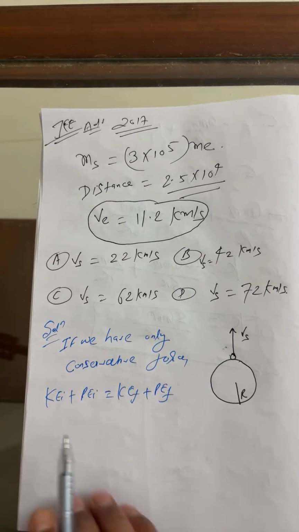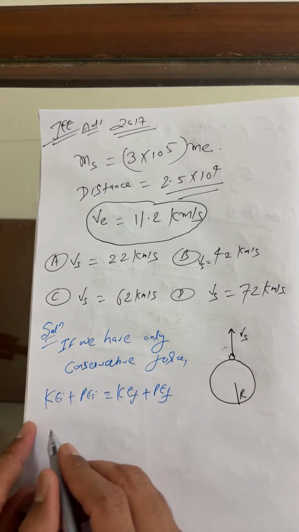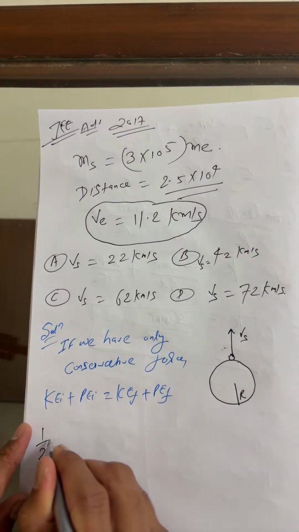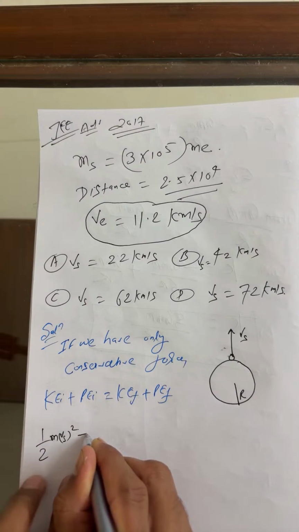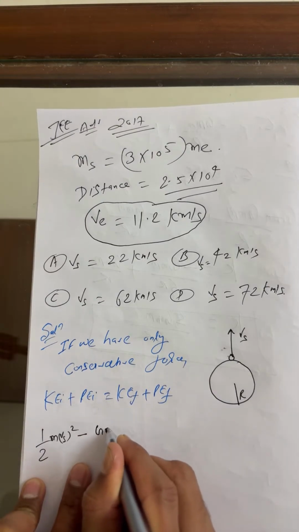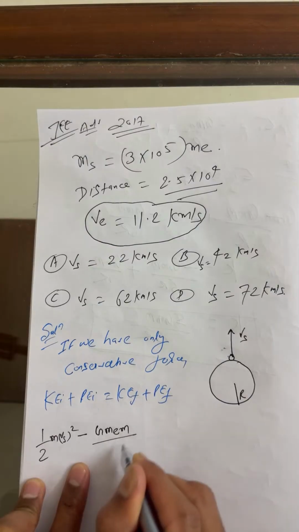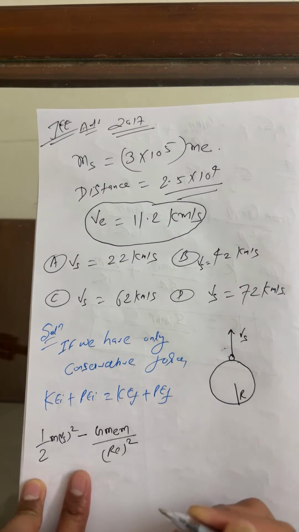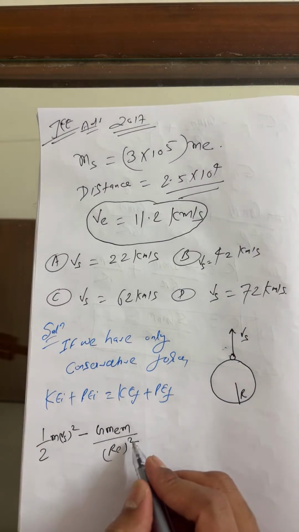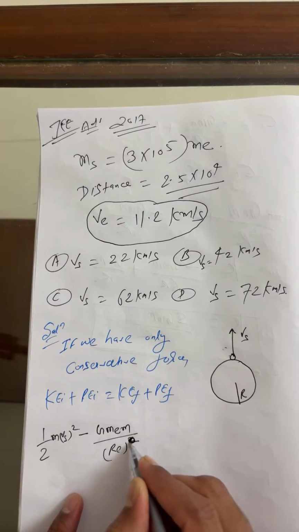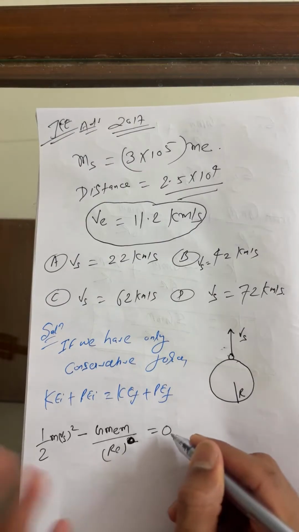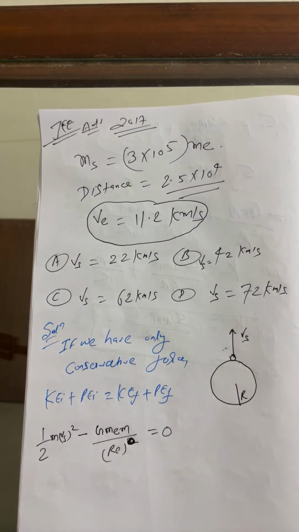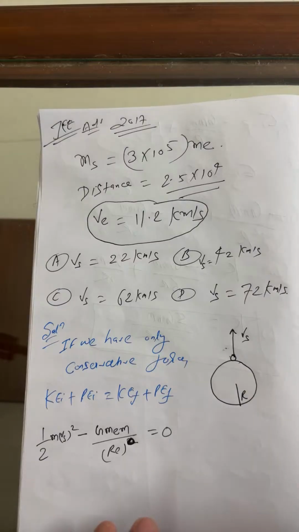So what is the initial kinetic energy? Half m, half the mass of the satellite, into velocity of satellite whole square. What is the potential energy here? G m1 m2 by r. This is G mass of Earth into m upon R_E. Sorry, extremely sorry, gravitational potential energy is G m1 m2 by r only. This is equal to the final kinetic energy, zero. What is the final potential energy here?